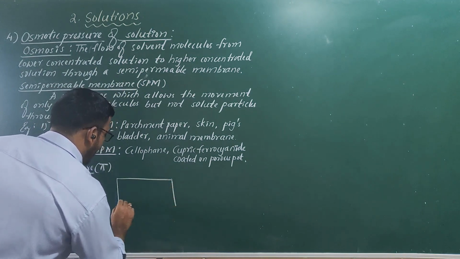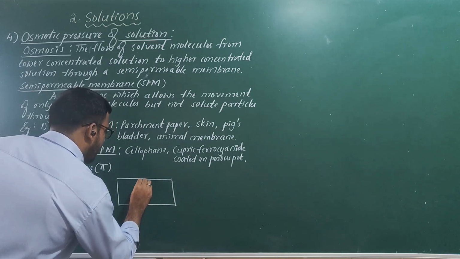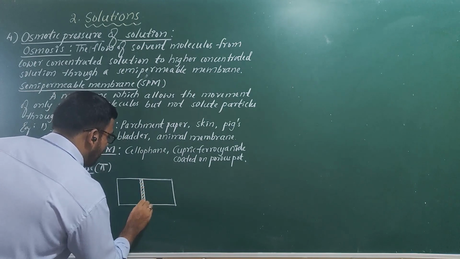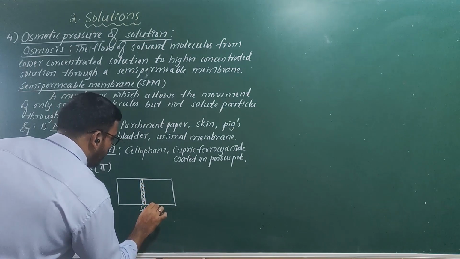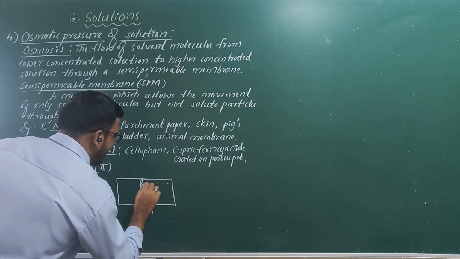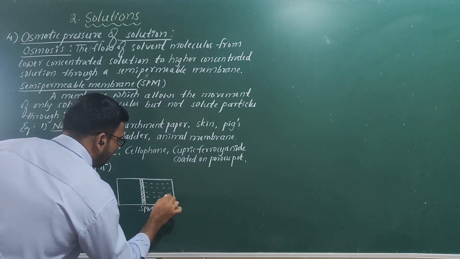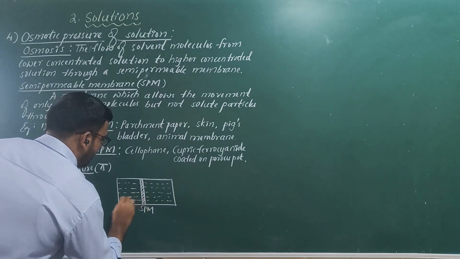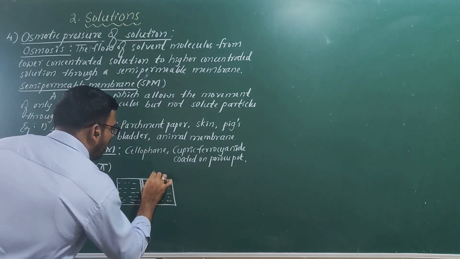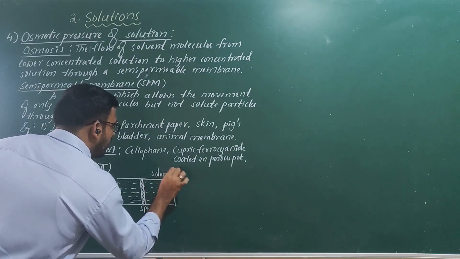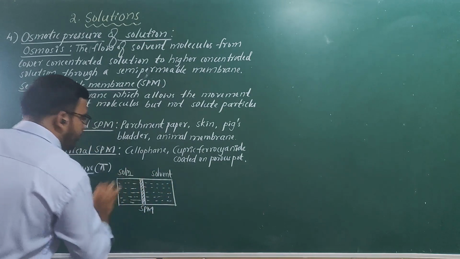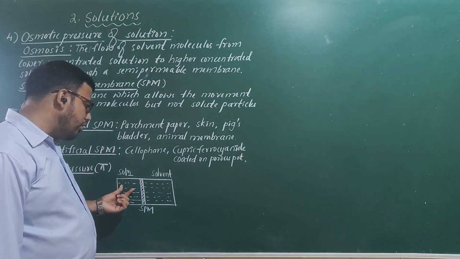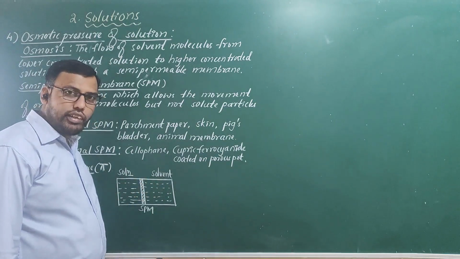So let us take solvent and solution. Just to make you understand what this is. So this one is a semi-permeable membrane, call it SPM. So this side we have pure solvent, and this side we have solution. Okay. Hope you are understanding. So this side we have solution. So this side we have pure solvent molecules.